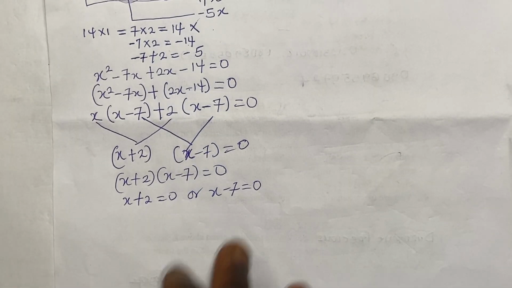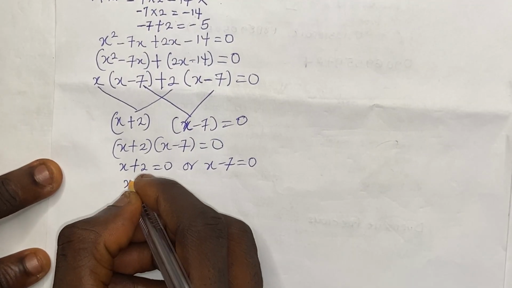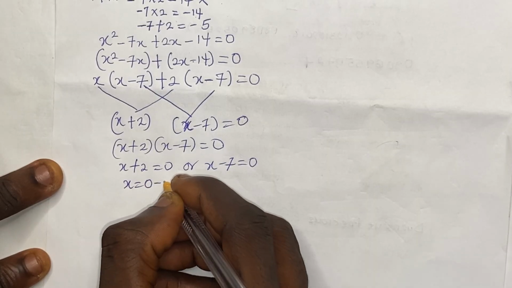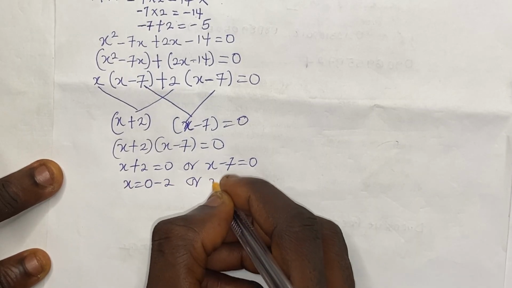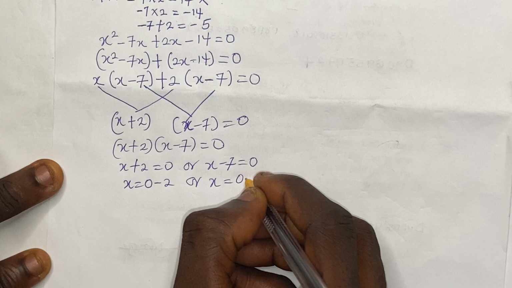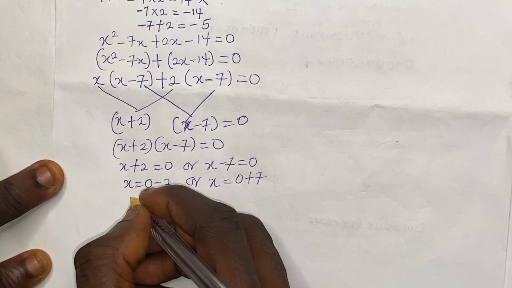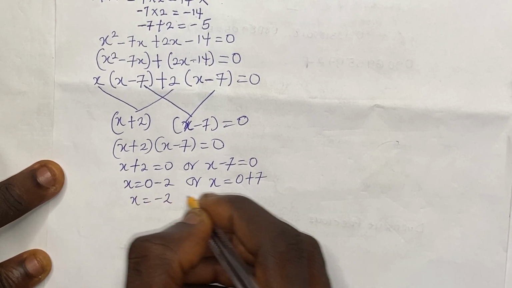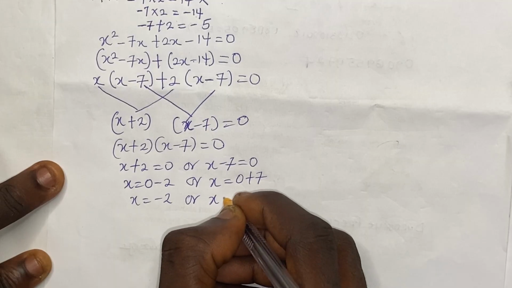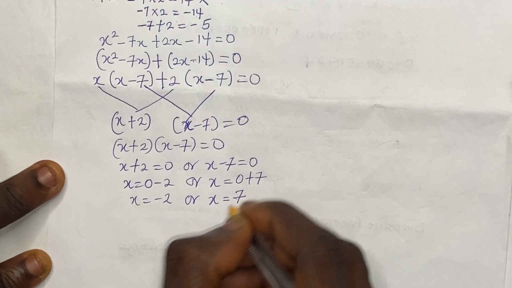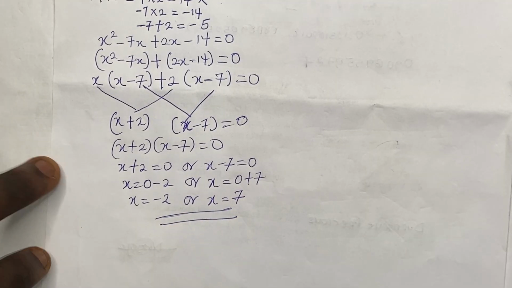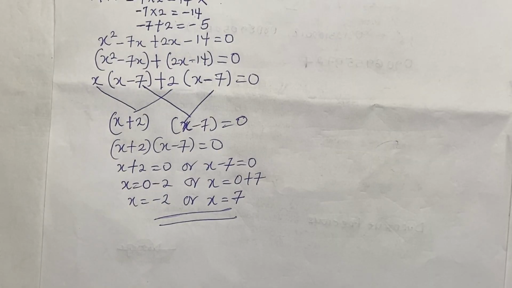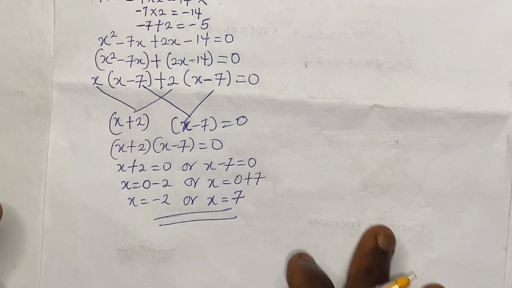So that is what I will have. Then from here, I will say that x equal to 0 minus 2, or x equal to 0 plus 7. That means x equals minus 2, or x equals 7. So this is the value of your x. Do you understand that? All right. So now moving to the second example.